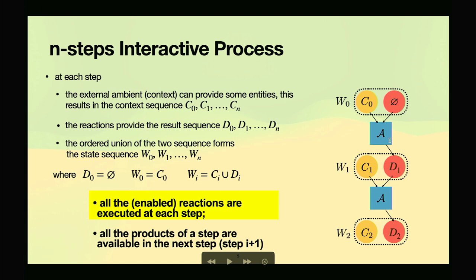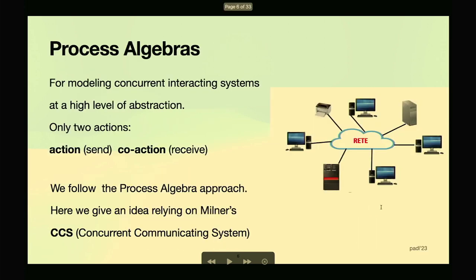And so all the enabled reactions are executed at each step. And their products are available in the next state. In the next state, the external component, the external context, can provide or not other entities. And so, again, all the reactions that are enabled are executed, and so on.